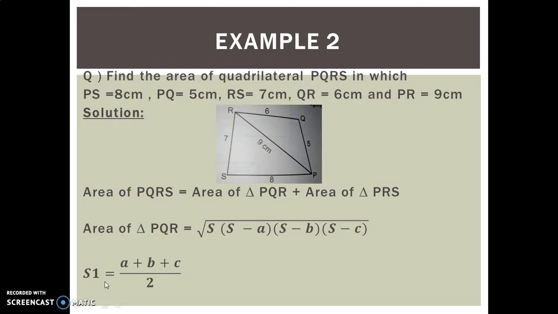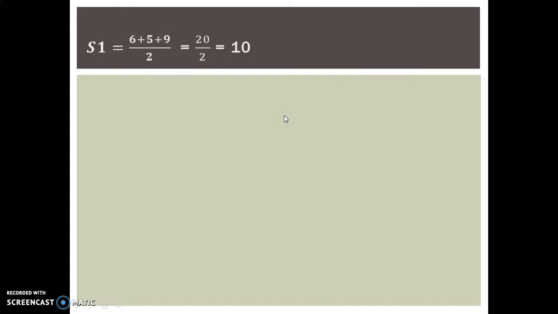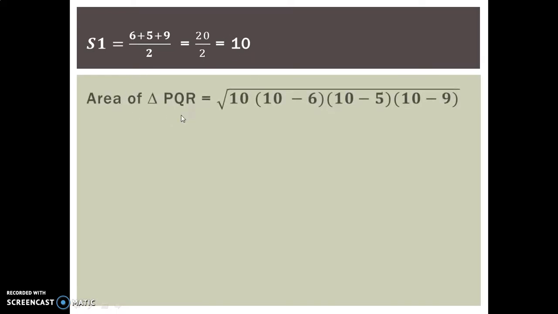Let us say S1 is the semi-perimeter of triangle PQR. We are giving it the name S1. This is the same formula we used in the last exercise. A plus B plus C, adding all the 3 sides. If you look at the triangle PQR, what are its 3 sides? Its 3 sides are 5, 6 and 9. So S1 will be 6 plus 5 plus 9 upon 2, which is 20 upon 2, and that will be equal to 10.